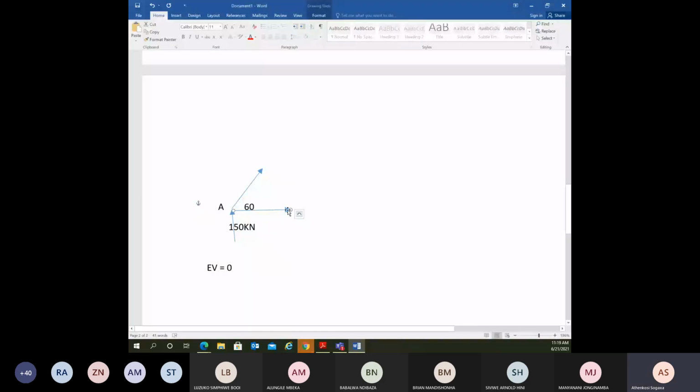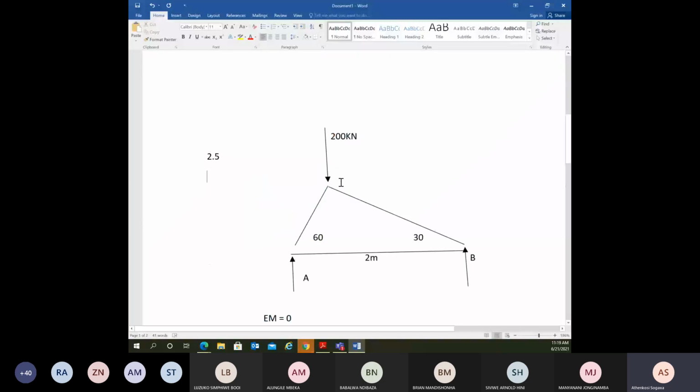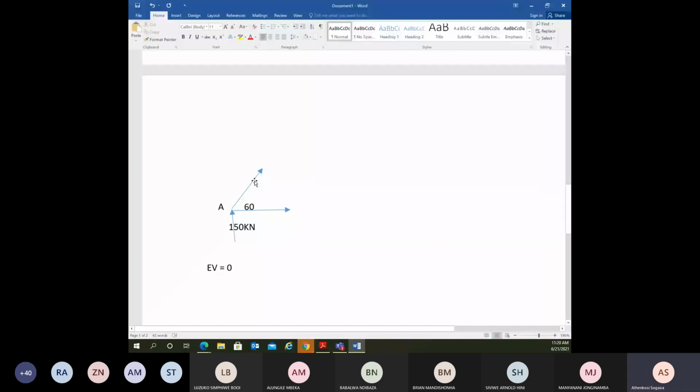Now, when I resolve this member, maybe we can say this point at C, AC, we're resolving AC. Remember AC, you see, sine 60. Isn't that so? I want to determine this part, and I can determine it using sine 60.